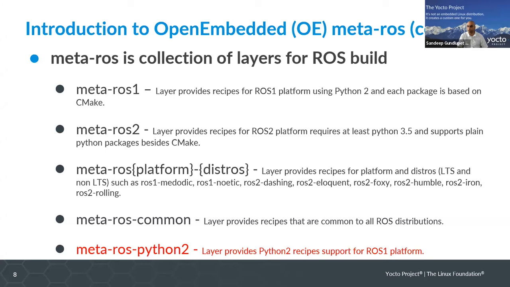Also, the ROS 2 platform requires at least Python 3.5, and it also supports plain Python packages apart from CMake packages. In the case of meta-ros 1, it is supported only using CMake packages. There are different ROS distributions supported from meta-ros. The current LTS ones are Noetic and the Humble release. And we have Rolling, which is the development platform for ROS 2.